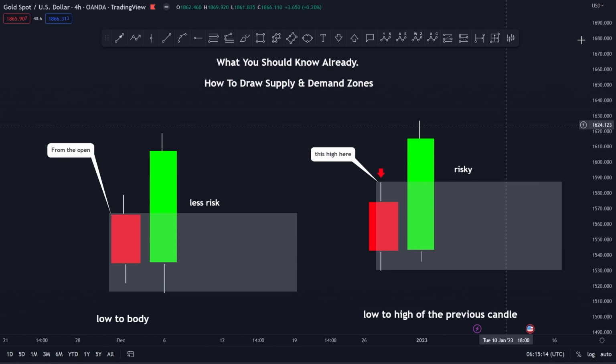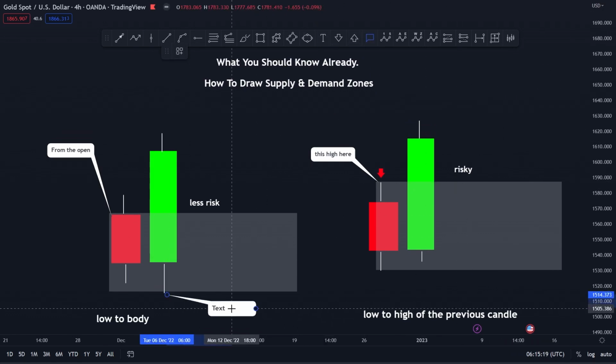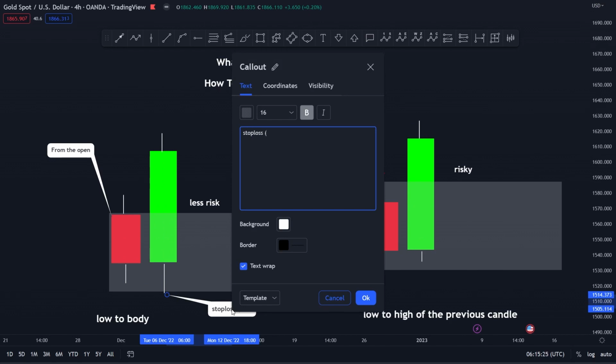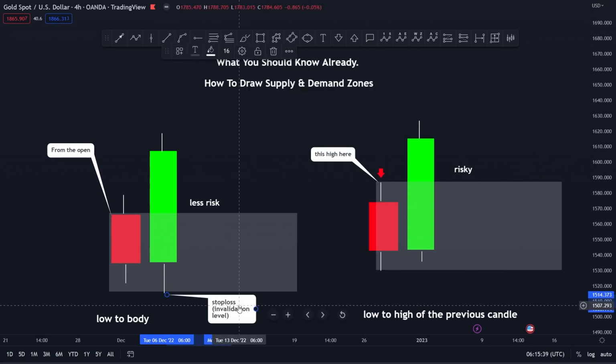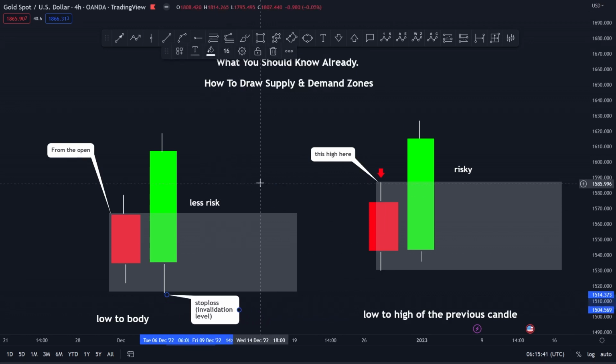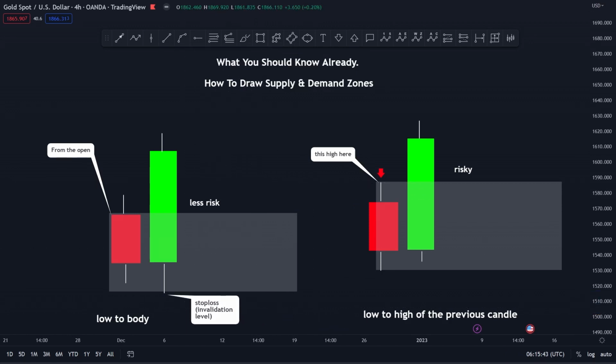To remind you all, this low here is where we will put our stop loss. This is called an invalidation level, and I call it an invalidation level because we don't want to see price trading below this low here without confirming first. Okay, I think right now we can move on to the next section of this video.